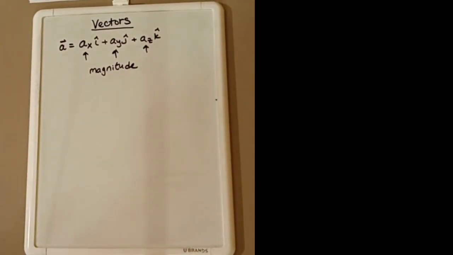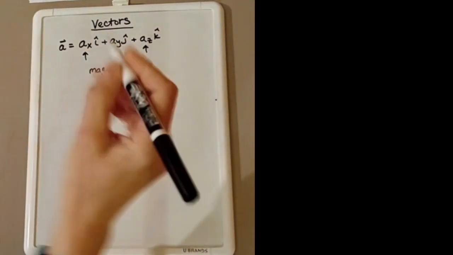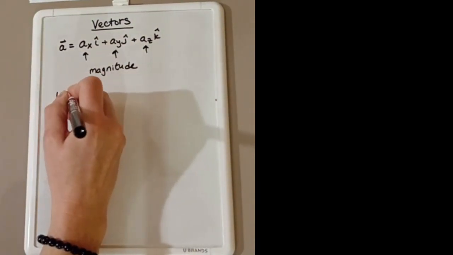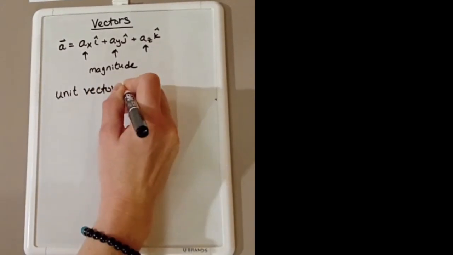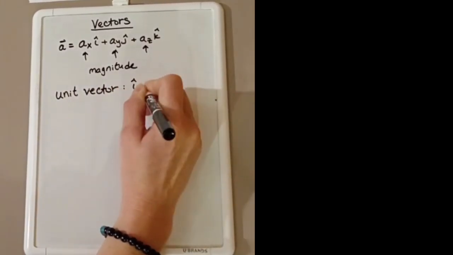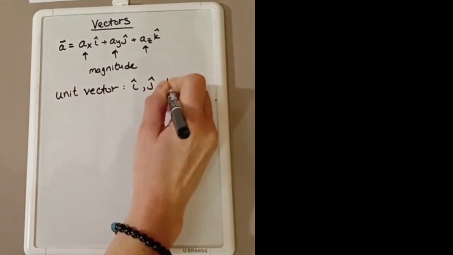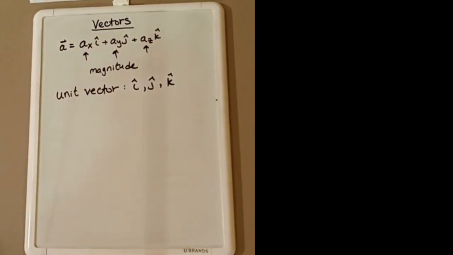So because we're still talking about a vector, we have to have direction as well, and that's where these I, J, K notations come in, and those are called unit vectors. So we have our unit vectors I, J, and K. And just so we denote that they're vectors and not just variables, we put this little hat over them. So I will say I hat, J hat, and K hat.